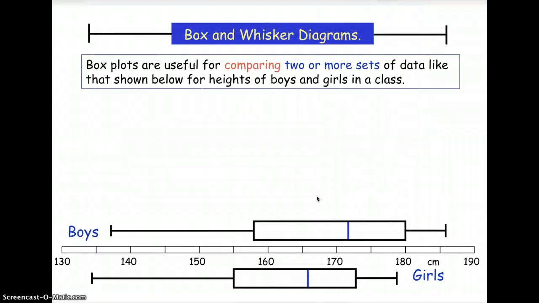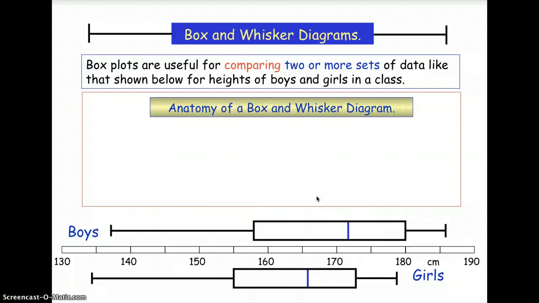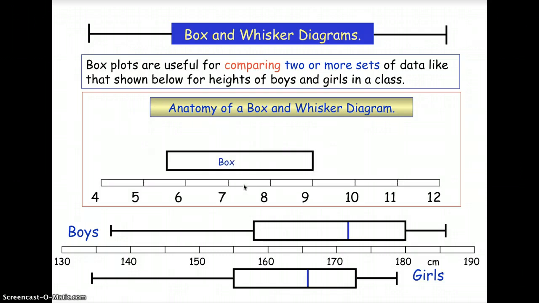Okay, now let's start doing the box and whiskers. Box plots are useful for comparing 2 or more sets of data because it's a visual representation. For example here, you have a box and whiskers representing the height of the boys and the girls. Now to let you know the anatomy of the box and whiskers diagram, here it is. What are these representing? This is your box, and this is your whisker. Now the median is the line here, the blue line.